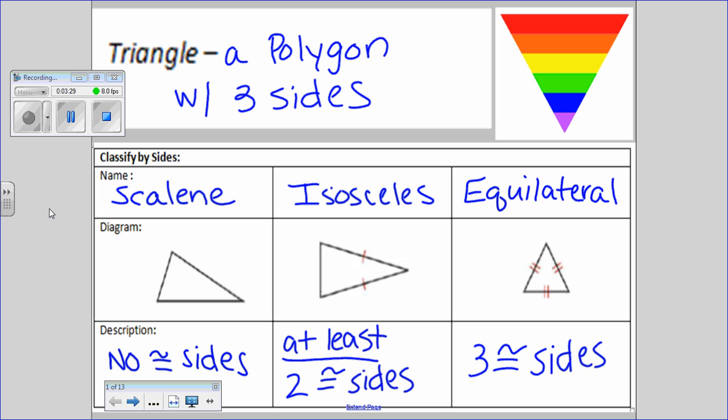So this is interesting. An isosceles triangle has at least 2 congruent sides. What does at least mean? Felix? Some isosceles triangles could be equilateral because there could be more than 2 congruent sides, which would be all 3 of them. Right. Okay. So here's what he said. He said at least means 2 or more, right? So I could have an isosceles triangle with 2 congruent sides, or I could have an isosceles triangle with 3 congruent sides, and it's still isosceles. All right.